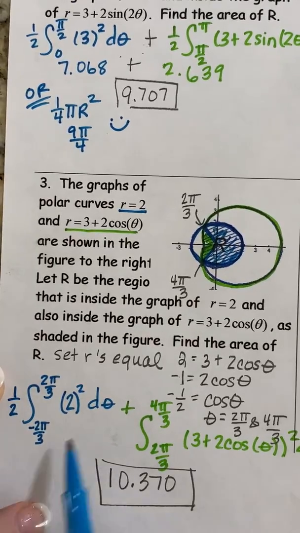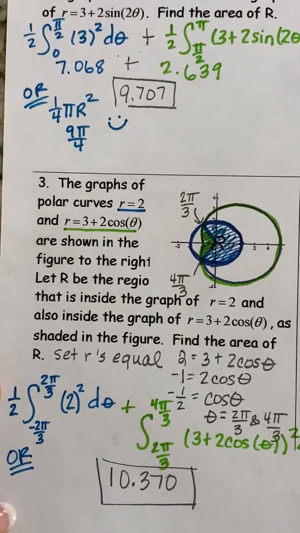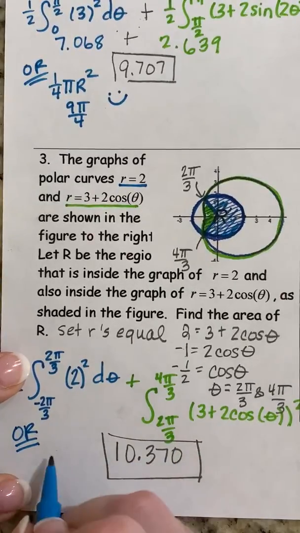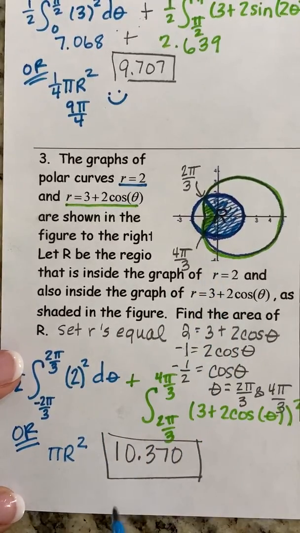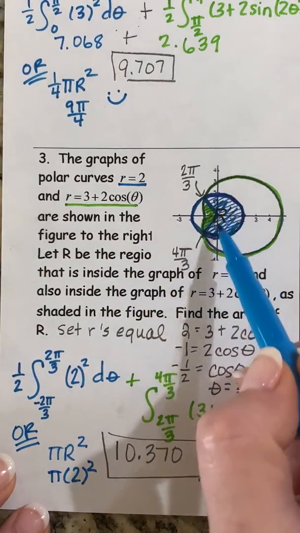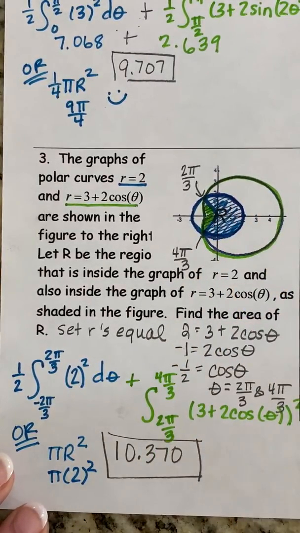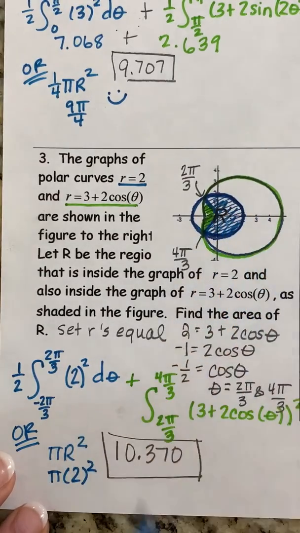So the other way I could have done this piece is, again, the area of the circle is pi r squared. So this is a circle with radius 2, so it's going to be pi times 2 squared. But I need to know what coefficient goes out front. In example, or for problem 1, it was 1/4. Well, I know this is 1/2, and 2 pi over 3 is 30 degrees. So this is 180 degrees plus 30 degrees plus 30 degrees.